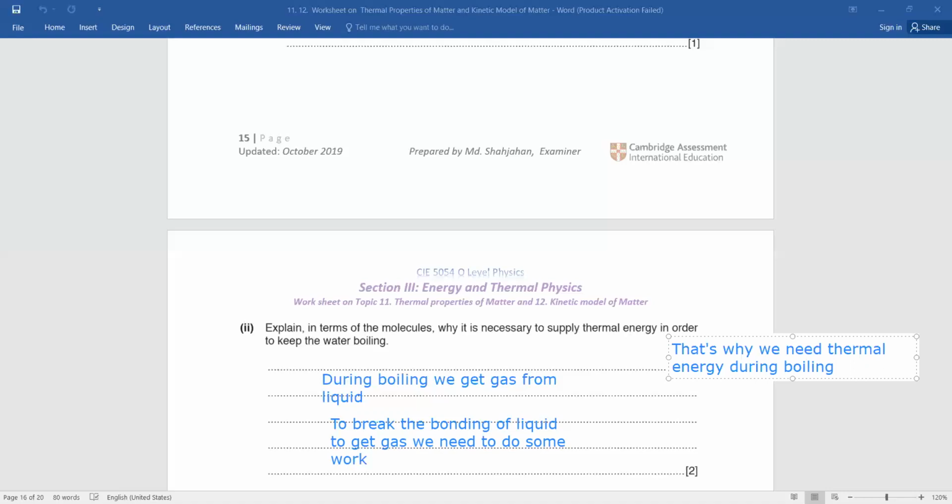So are you writing these points? Mohammad Saad, are you writing? Adnan, Rahim, Aisha, Nusrat, Rabi, Shafqat, are you writing? So write it please. These three points you have to write for this explanation. Why do we need energy? Because we have to do some work, break the bonding, and convert from liquid to gas.